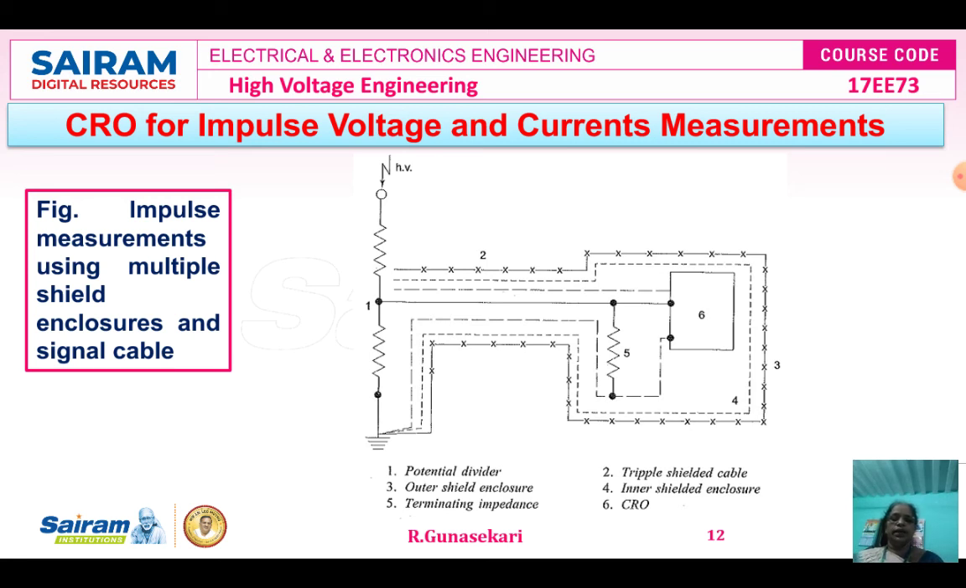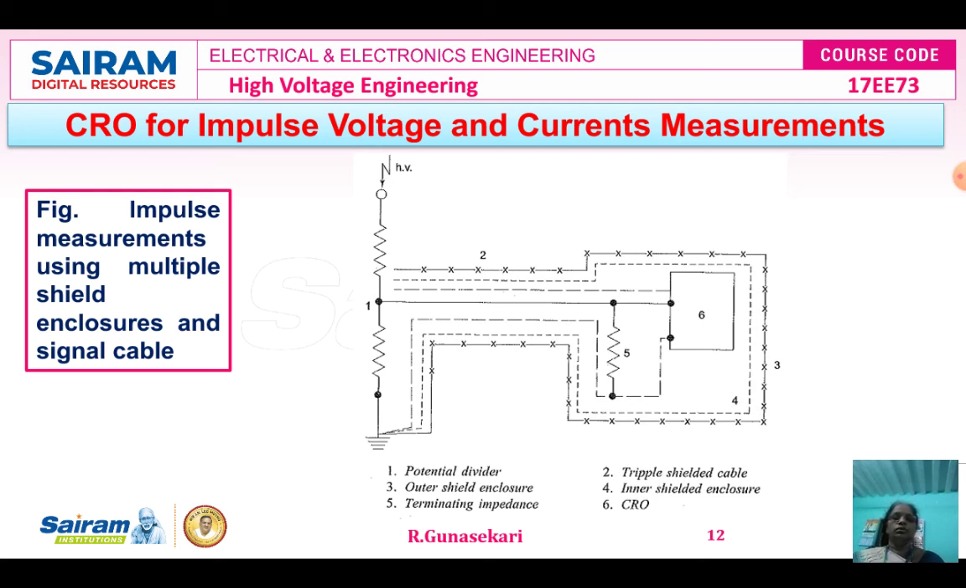In the circuit diagram, all the items 1 to 6 are there. The number 1 represents the potential divider. 2 is the triple shielded cable. 3 is the outer shield enclosure. 4th is the inner shield enclosure. 5th one is the terminating impedance. 6th one is the CRO.